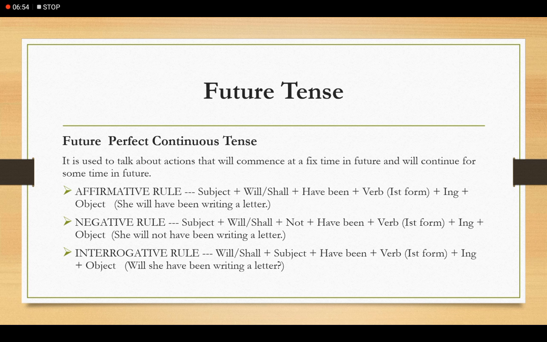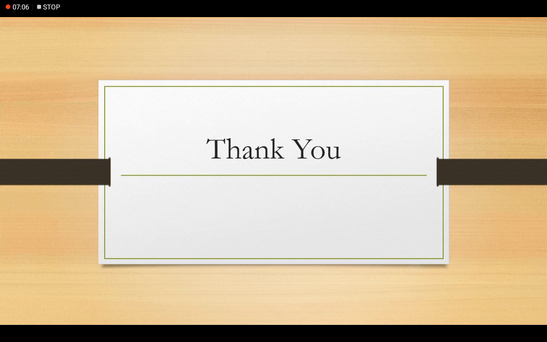She will have been writing a letter. The negative sentence will be, she will not have been writing a letter. Interrogative will be, will she have been writing a letter? So that's all for tense.